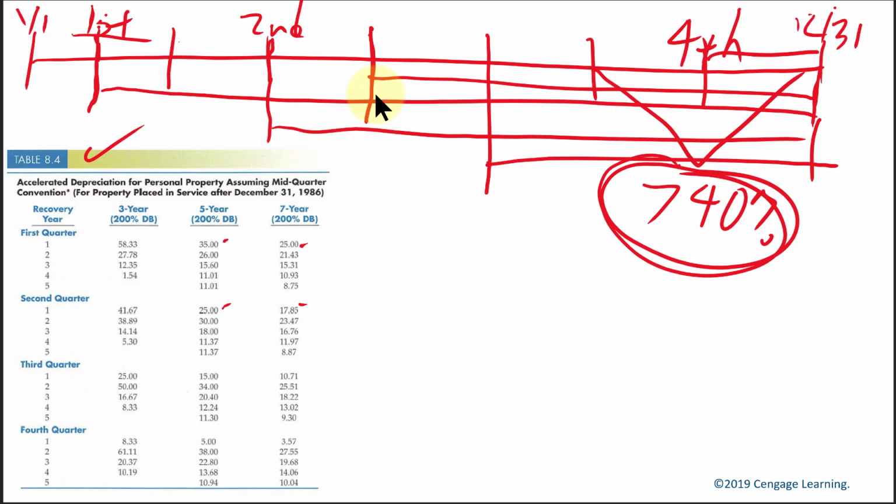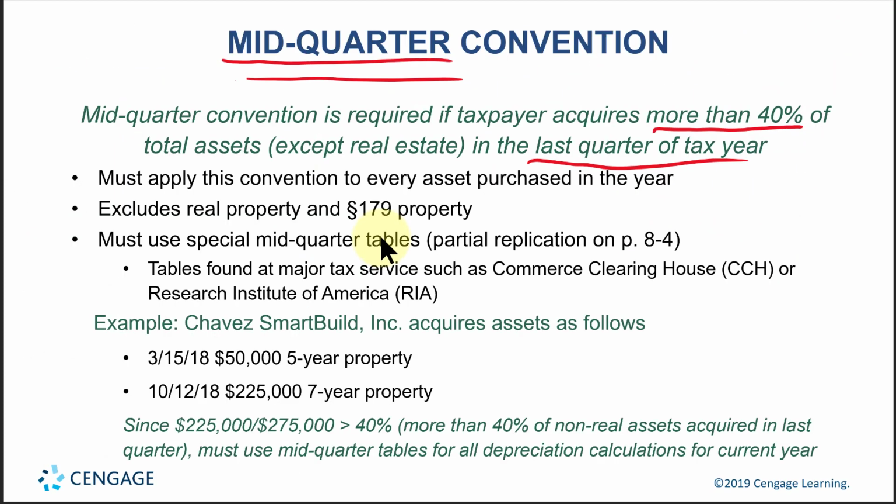And then next year, I use the same class life and use the second row for this first quarter, this second row for the second quarter. Again, the thing that's triggering to use this table is that more than 40% was purchased in the fourth quarter. Let's see if we can take a look at that example here in the previous slide for the Chavez. They bought two assets. One in the first quarter, March 15 is the first quarter, 50,000, and one in the fourth quarter, 225.